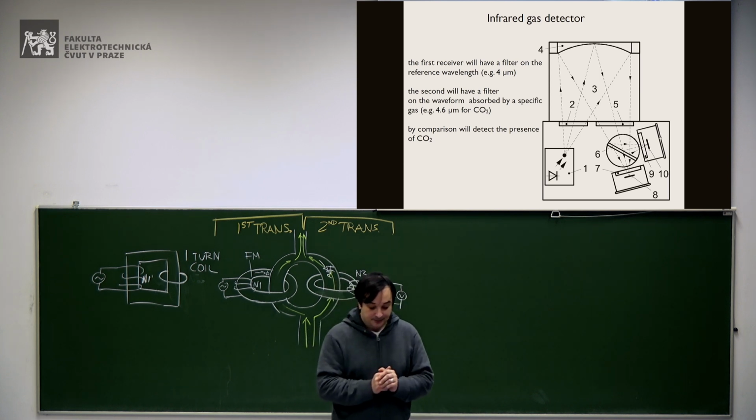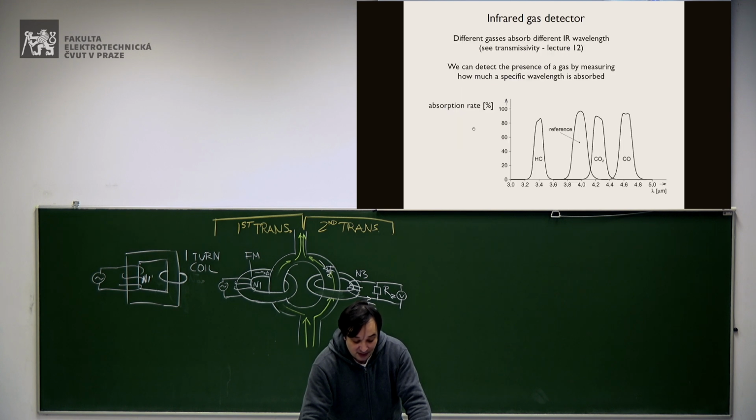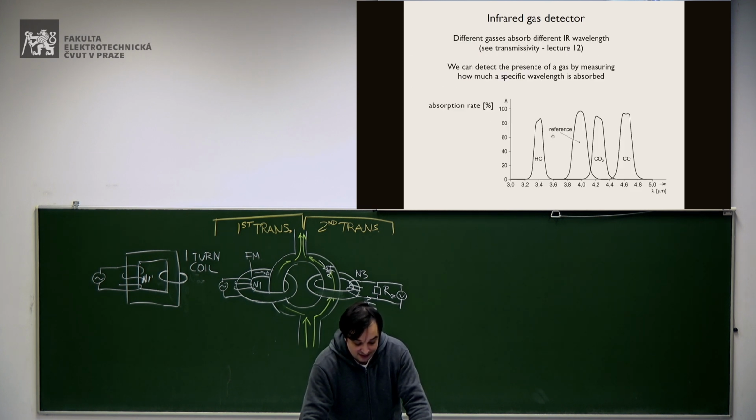And then what happens? If you have carbon monoxide inside the chamber, this will be absorbed at 4.6 micrometers, you see? No, this is carbon monoxide, not carbon dioxide, sorry. I wrote here carbon dioxide, but it's carbon monoxide. Second mistake in the same slide, in the same PDF.